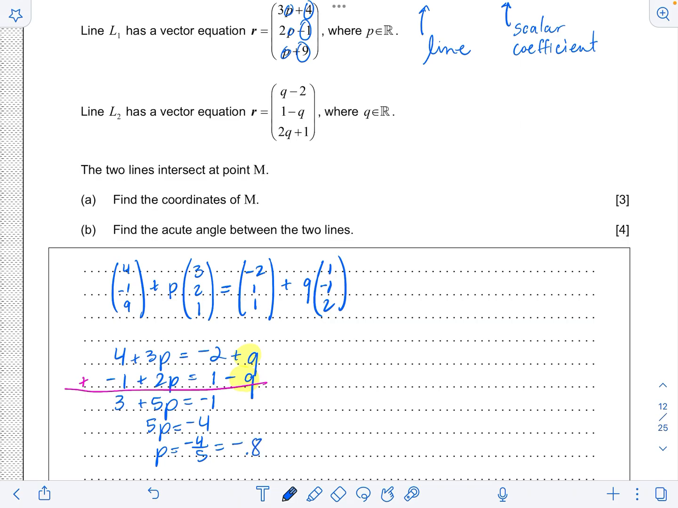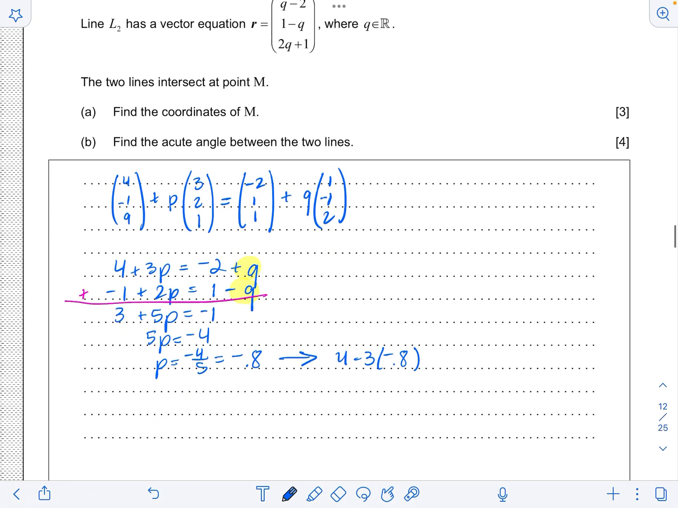And now we have found the value of p. We can take that and substitute it into one of the original equations to find q. So let's just go with the top equation. 4 minus 3 times 0.8 equals negative 2 plus q. And when you simplify the left and add 2 to both sides, you get that q is equal to 3.6.